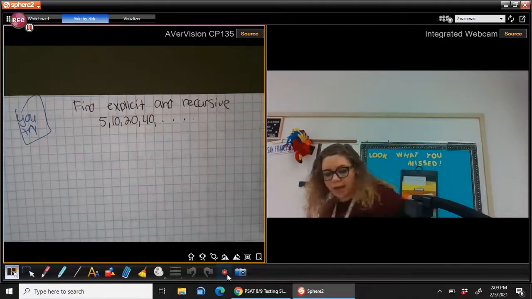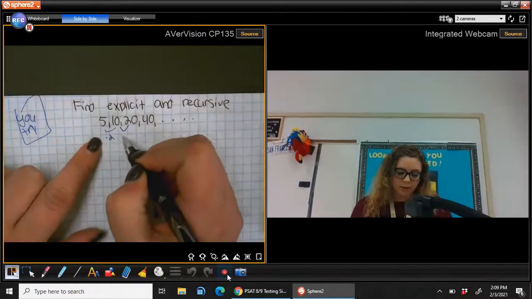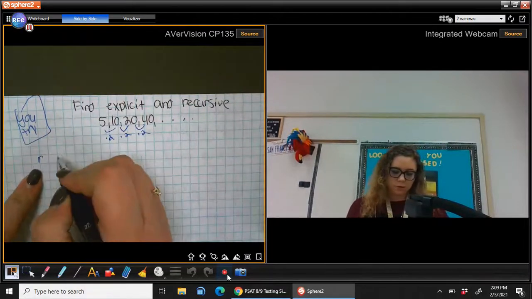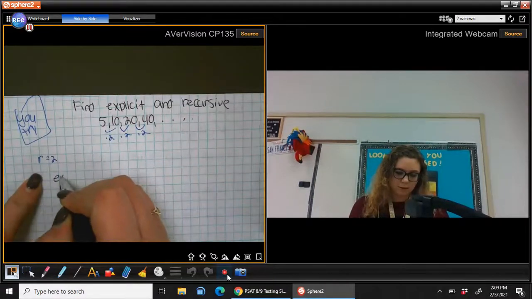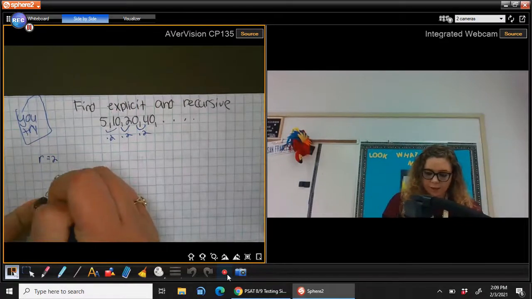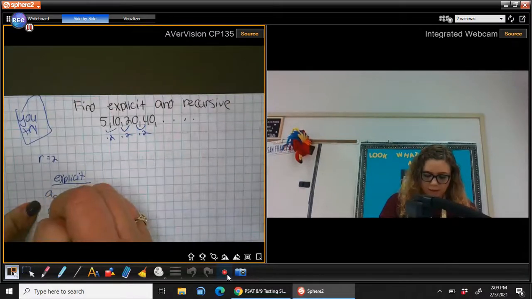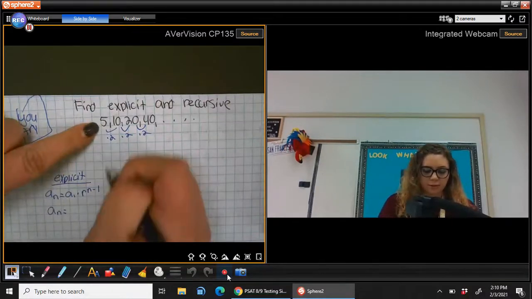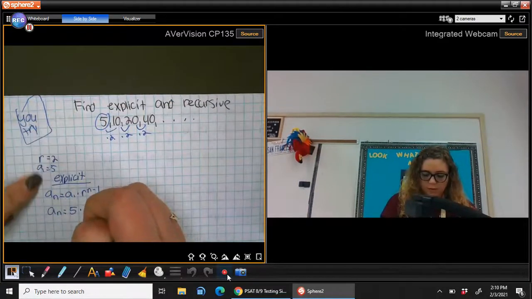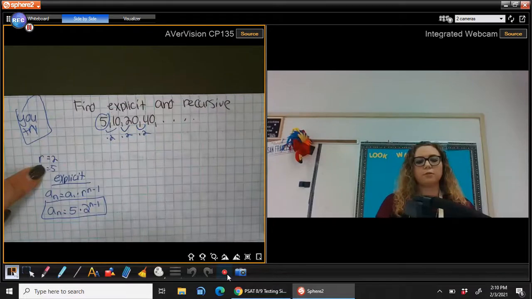Welcome back. So the first thing we need to do is find my ratio. It looks like I'm multiplying each thing by 2. So my r is 2. So my explicit is going to be a n equals a1 times r to the n minus 1. Plug in my information. a1, the first number, is going to be 5. So that's the first one that comes. Times my ratio 2 to the n minus 1. And that's my answer.